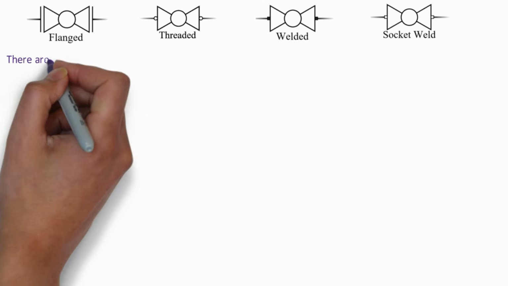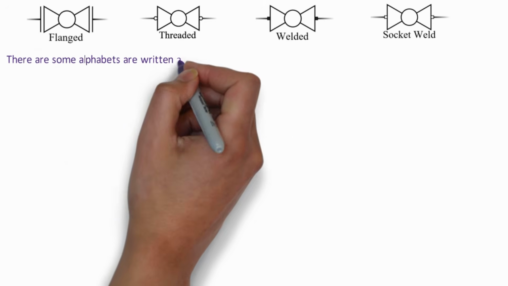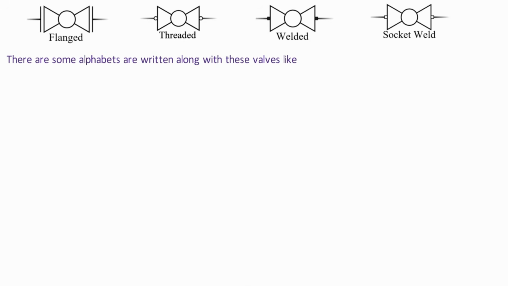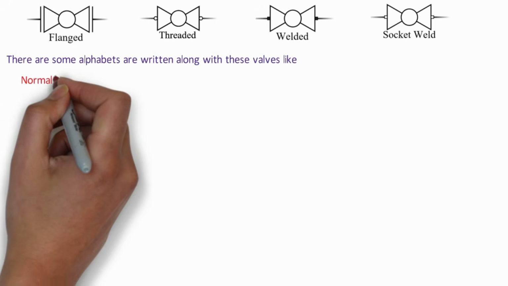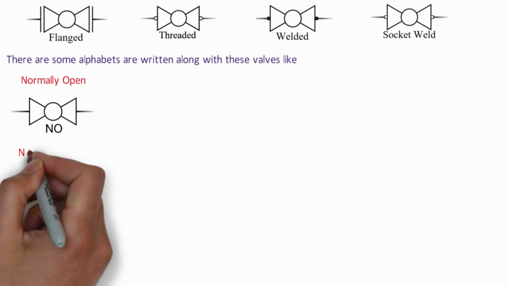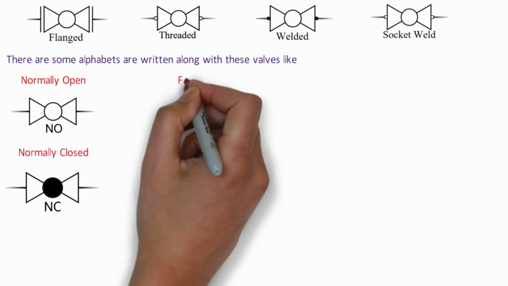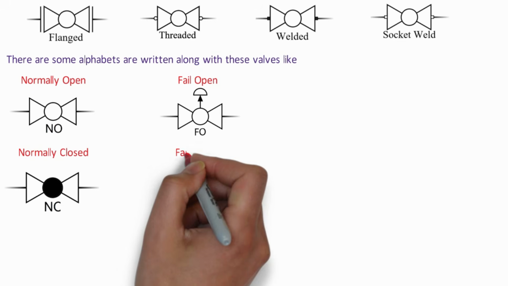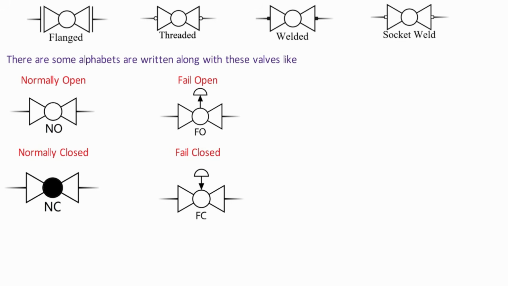Often we see some alphabets or abbreviations written along with these valves like NO, NC, FO, FC, which stand for normally open, normally closed, fail open, fail closed respectively. Fail open or fail closed valves would open or close at a loss of signal or power. These types of valves require air pressure to stay open or closed.